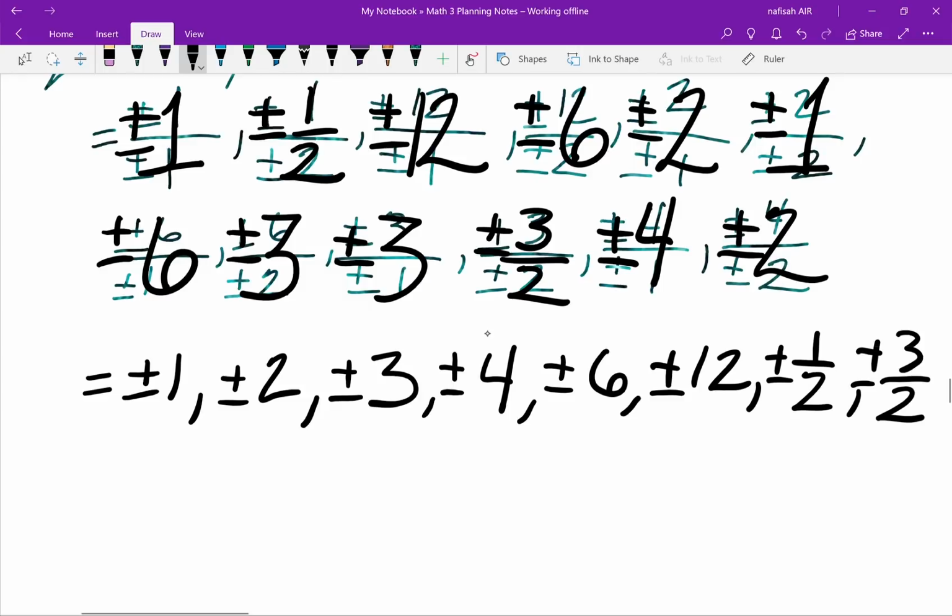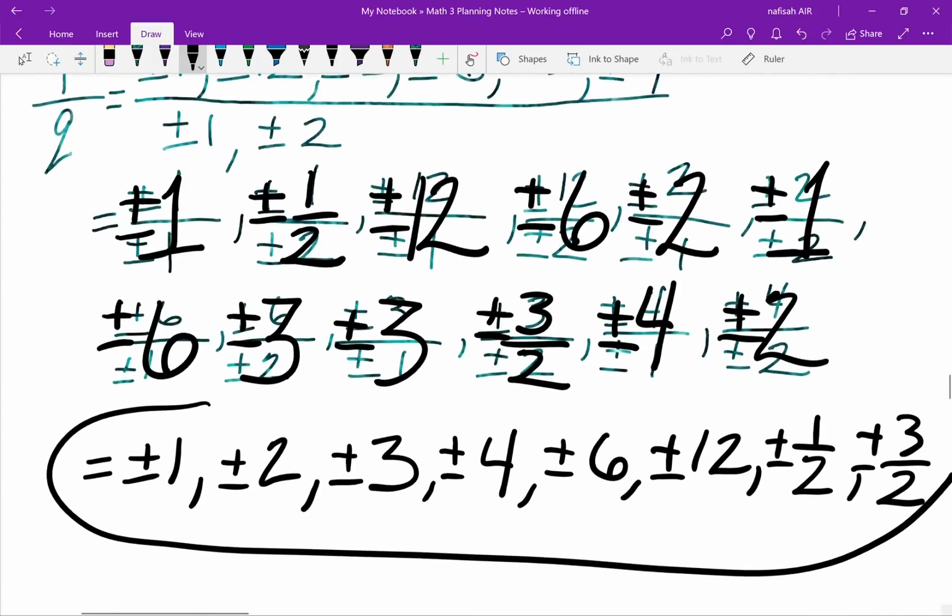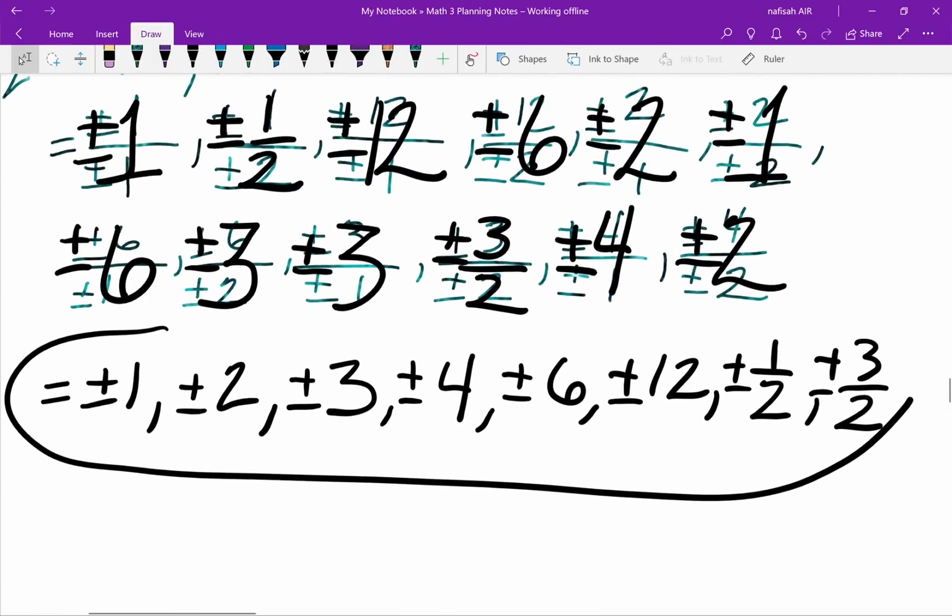Of the 12 that I had when I did P over Q, they simplified to only 8 possible rational roots. So this right here would be the answer to my question. What are all of the possible rational roots of that polynomial?